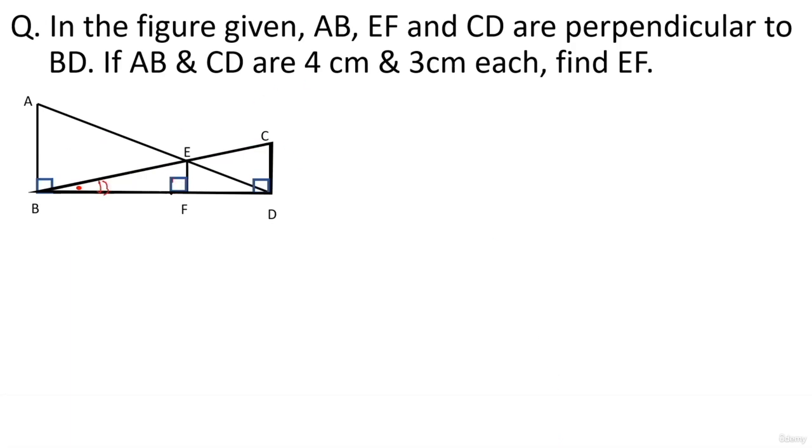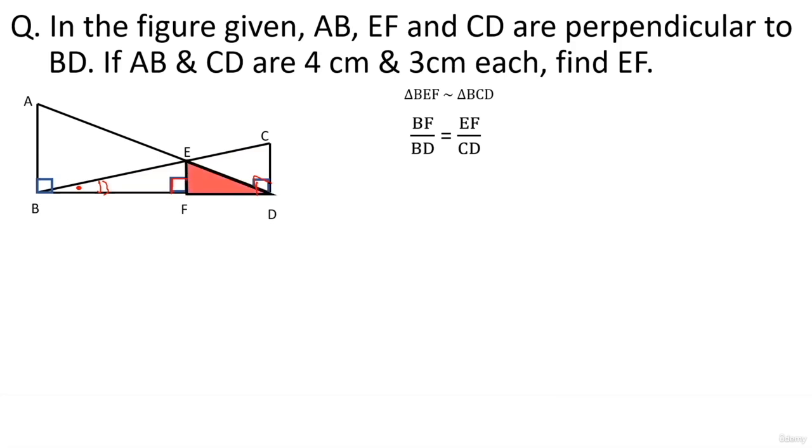Okay, and these two angles are 90 degrees, given. So triangle BEF is similar to triangle BCD, by the AA test of similarity again. It will be the most common test in case of right angle triangles mostly. So we write the ratio of the corresponding sides: BF by BD equals EF by CD.